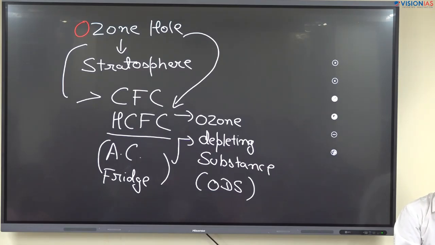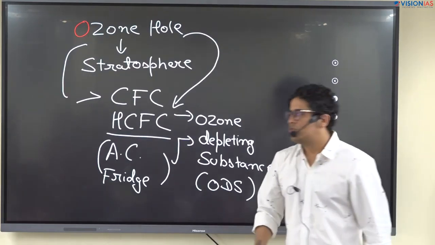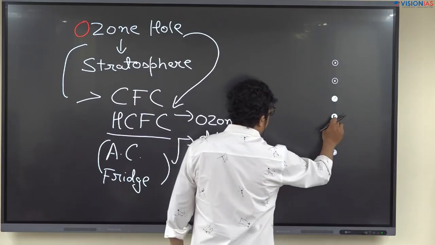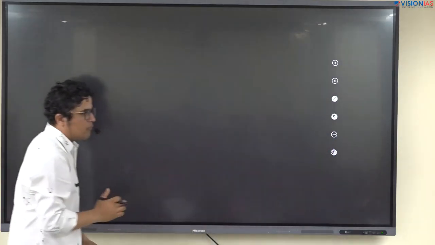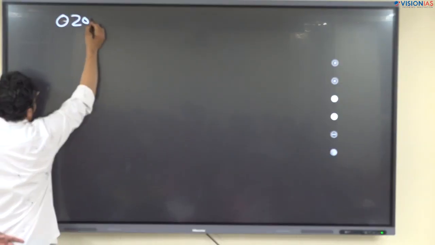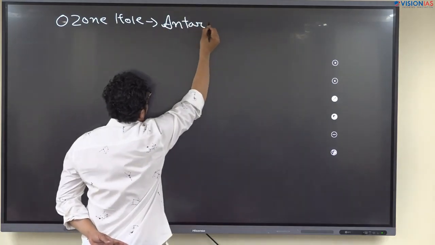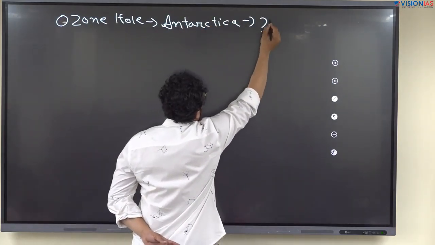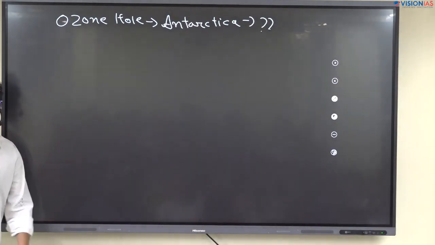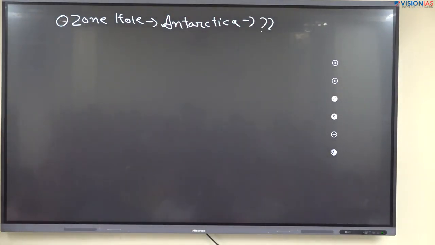Now ozone hole is the problem that you associate with Antarctica. That ozone hole was biggest over Antarctica. Now why over Antarctica? That is what we will discuss. So to understand this reason that why ozone hole was largest over Antarctica, why it happened over Antarctica, why the ozone depletion was largest over Antarctica. So for that you have to understand the geographical conditions of Antarctica.